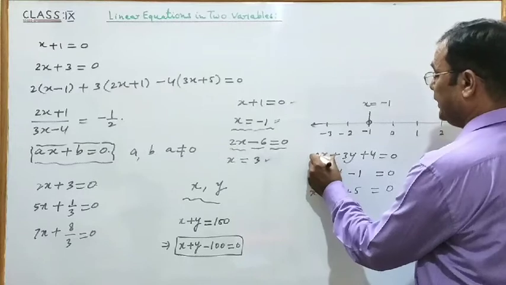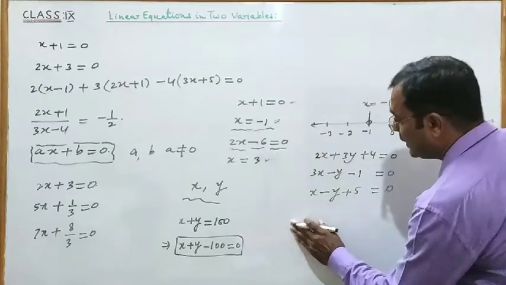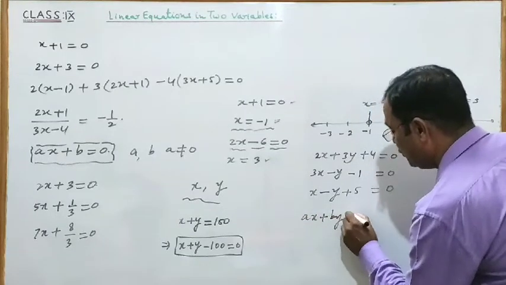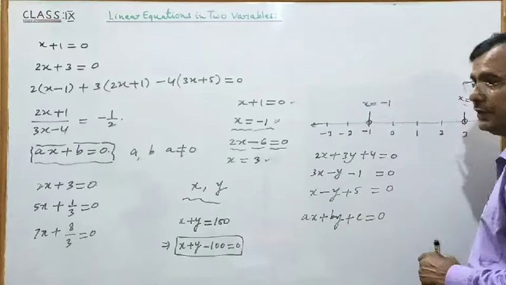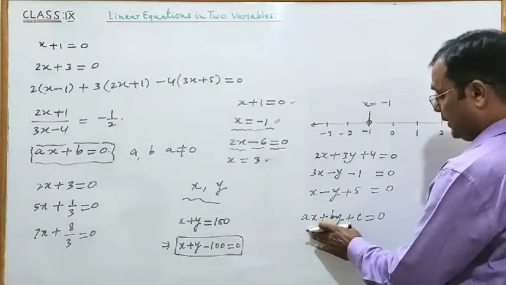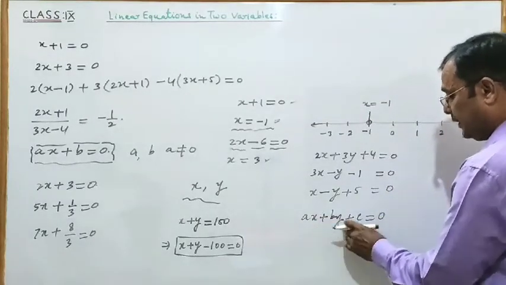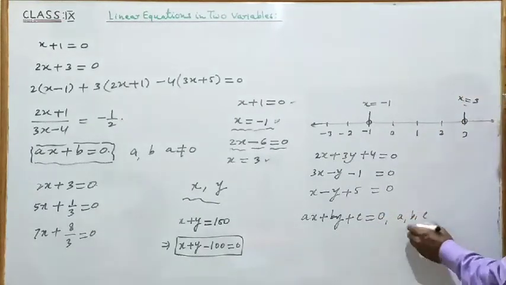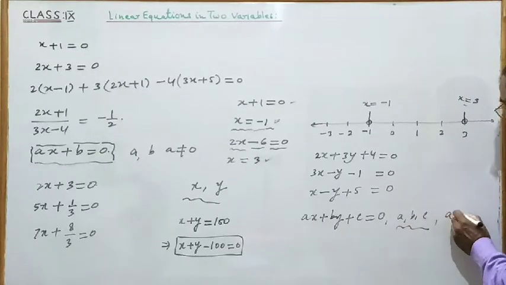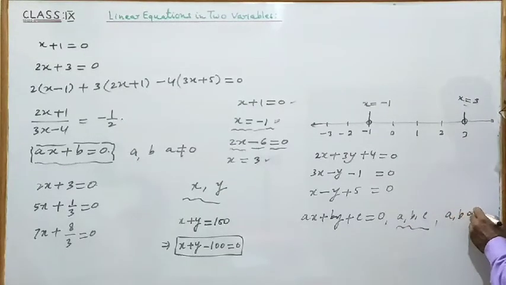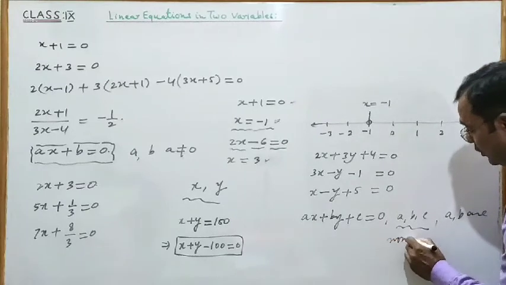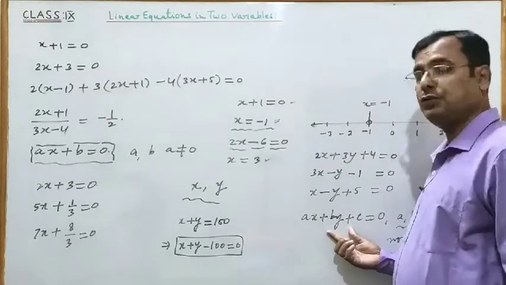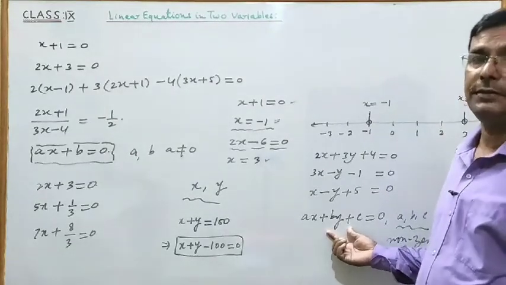In general, a linear equation can be written in this form: ax plus by plus c equal to 0. Any equation of this form, ax plus by plus c equal to 0, where a, b and c are real numbers and a and b both are non-zero, is a linear equation in two variables in standard form.